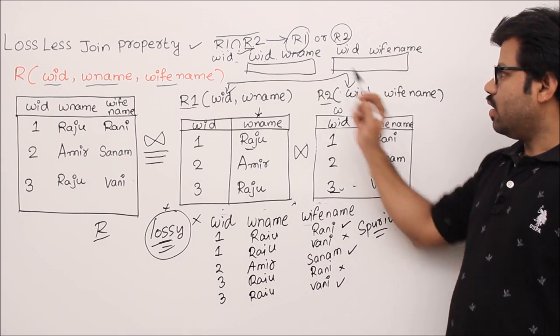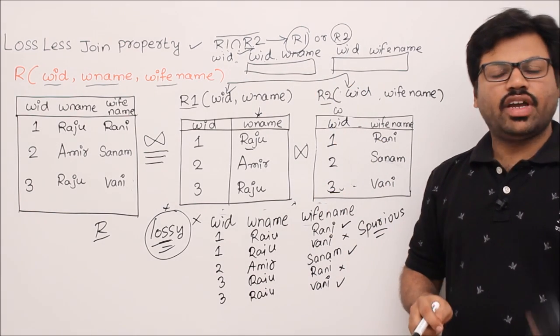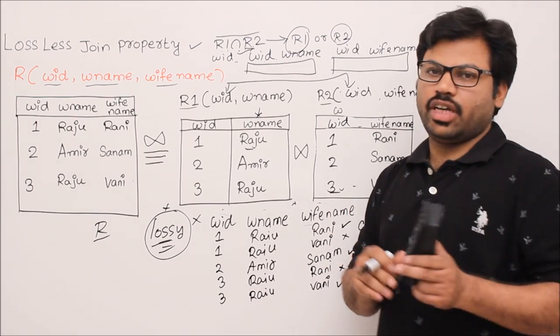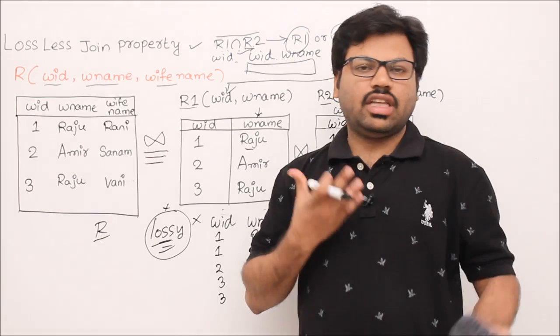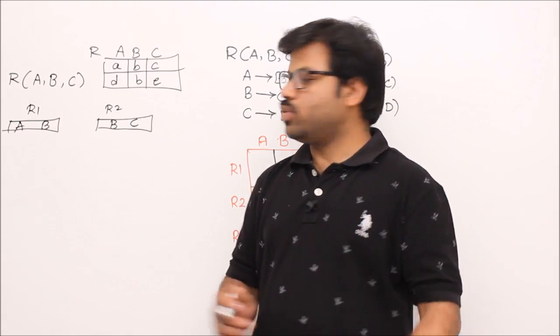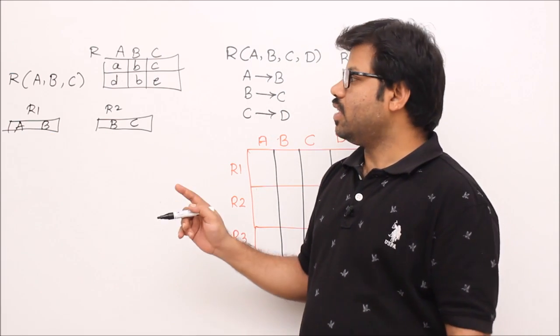So finally, that common attribute should be a super key of at least one table of R1, R2. Then automatically your tables will become lossless. To understand the lossless join property clearly, that means why sometimes your join is lossy and why sometimes it is lossless, we'll see this example.